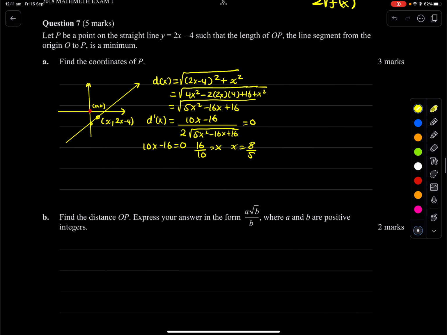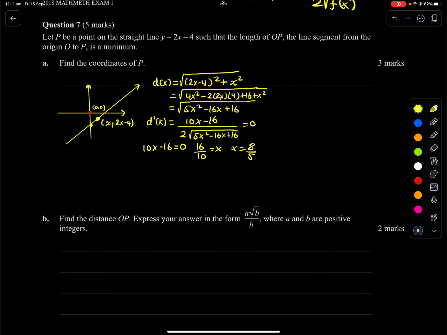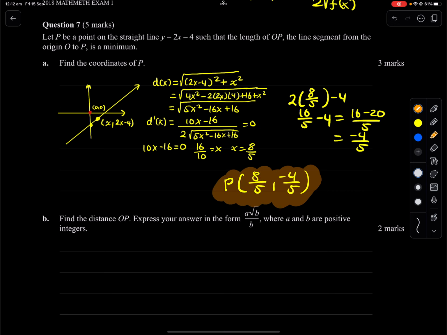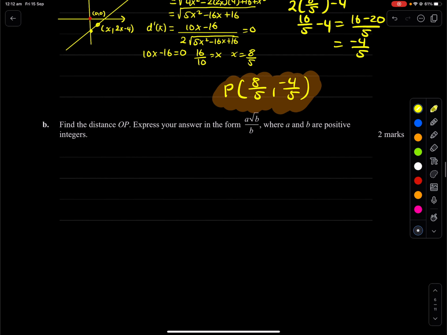So that point is 2 times 8 on 5 minus 4, which is 16 on 5 minus 4, 16 minus 20 over 5, which is negative 4 on 5. So your coordinates of P are 8 on 5, negative 4 on 5. If I haven't made a mistake, this should be correct. All right, have I made any mistake? Doesn't look like it.